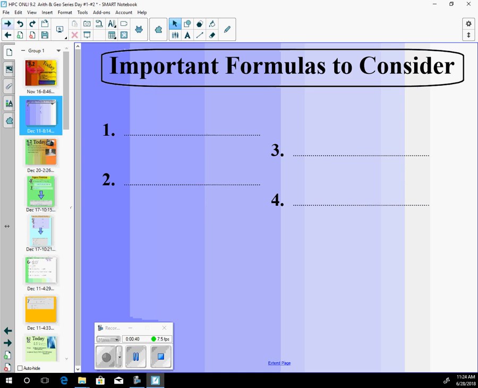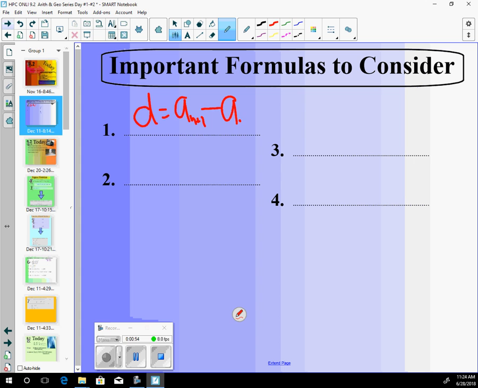All right. Important formulas we have so far. Well, let's do the arithmetic ones. Arithmetic will be common difference is a of n plus 1 minus a of n. And then for geometric, the common ratio is a of n plus 1 over a of n.